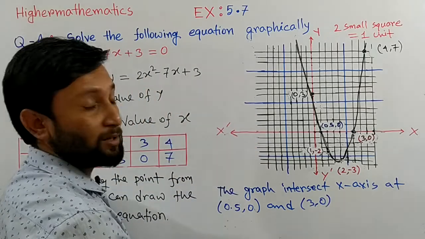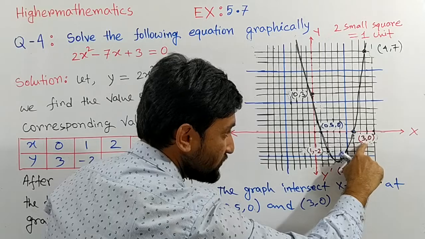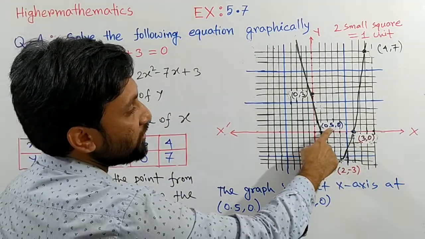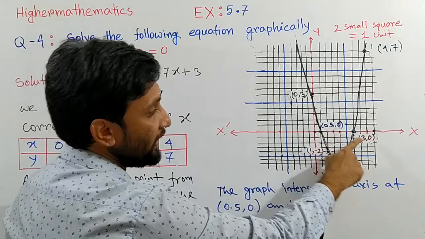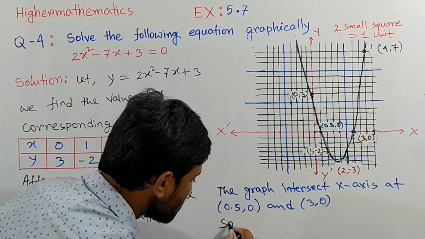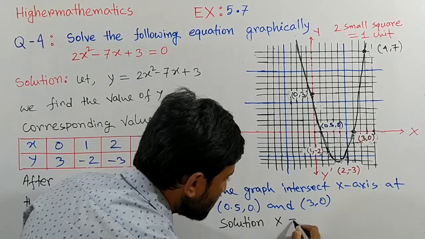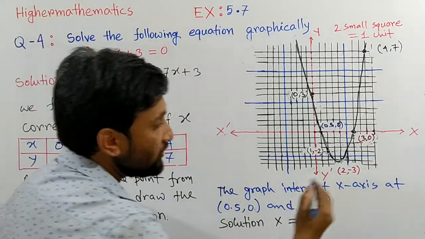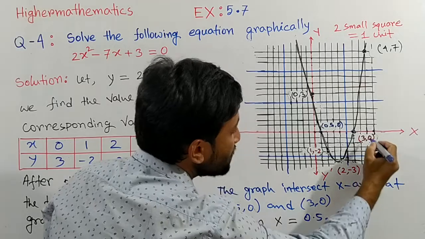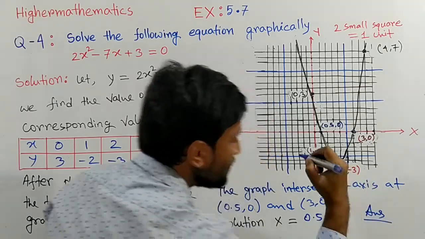So we know the first value in each point is x. So we can say the required solution of x is 0.5 and 3. Okay, so the solution of x is equal to 0.5 and another value is 3. This is our answer. I hope everybody is clear.